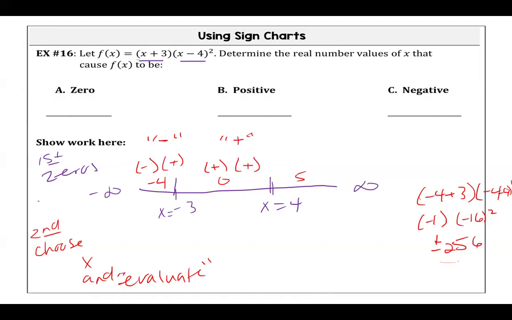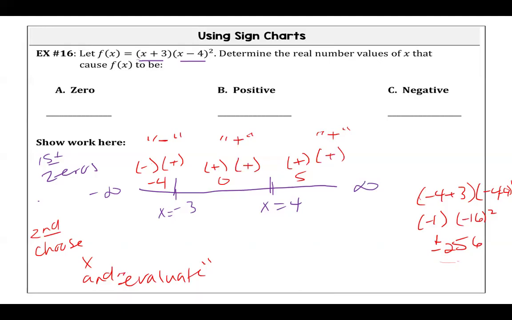Yay? Okay. 5. I plug in 5. 5 plus 3 is positive, right? 5 minus 4 squared is positive. So my final outcome is going to be positive. That's all a sign chart wants you to do, to tell me the signs of my results, okay?